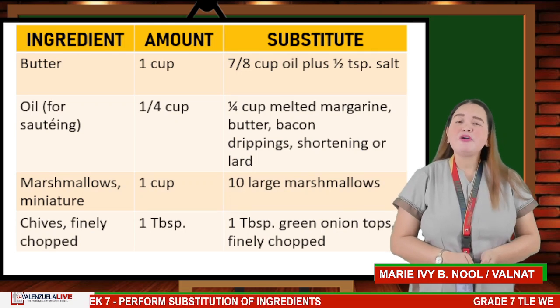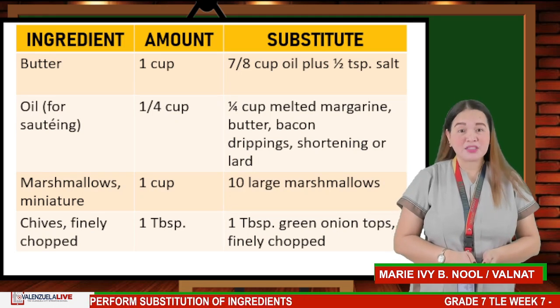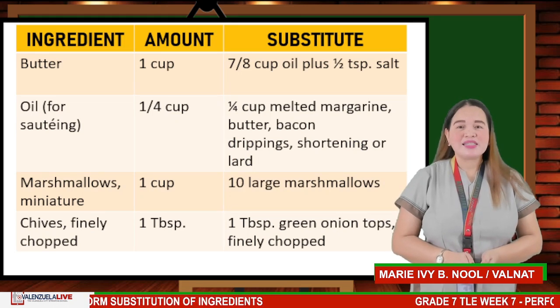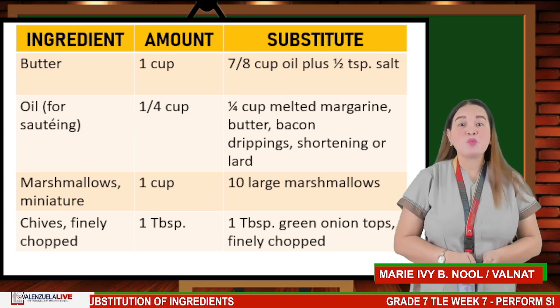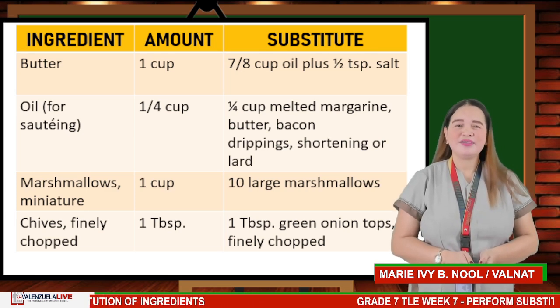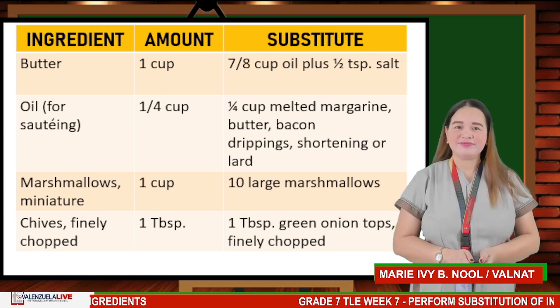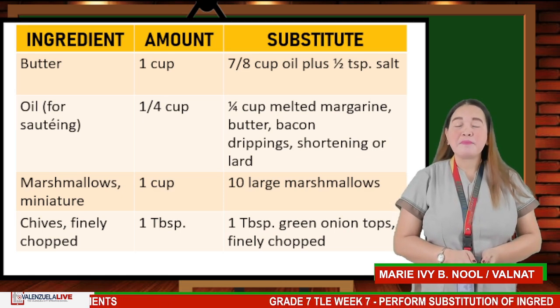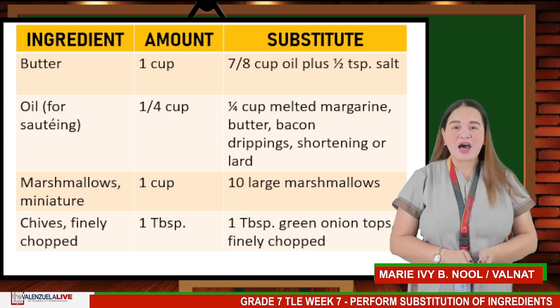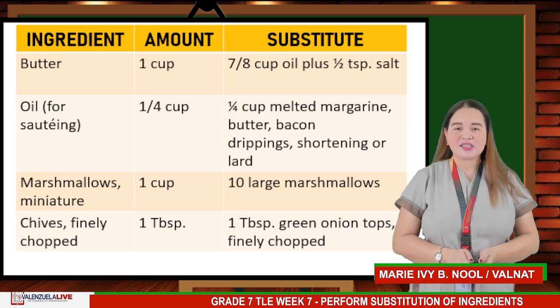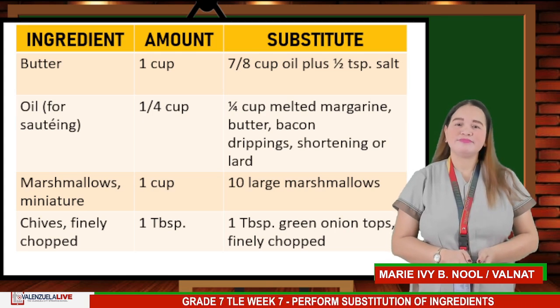If a recipe calls for 1 cup of butter, we can use 7/8 cup oil plus 1/2 teaspoon salt. How about 1/4 cup of oil for sauteing? We have 1/4 cup melted margarine, butter, bacon drippings, shortening, or lard.